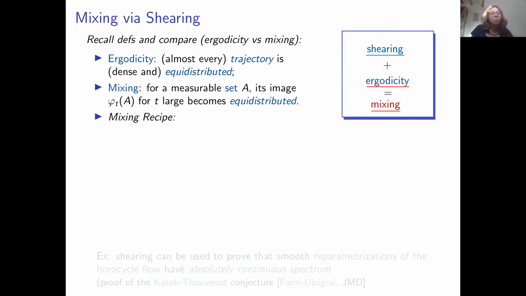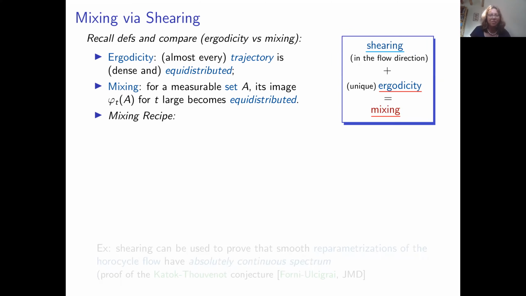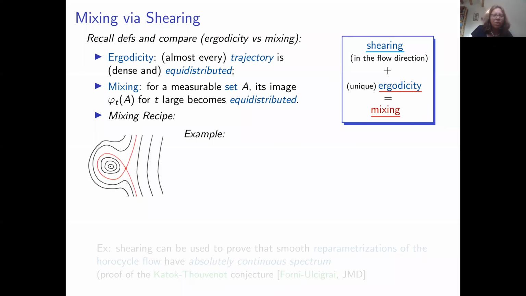And here's the recipe for mixing. If you have ergodicity and shearing, you can prove mixing. So this is a quick recipe. You need unique ergodicity and shearing in the direction of the flow, to be more precise. But this is a recipe for mixing. So let me show you how this recipe works for flows on surfaces with a trap.